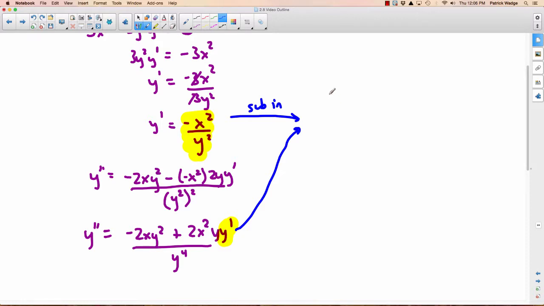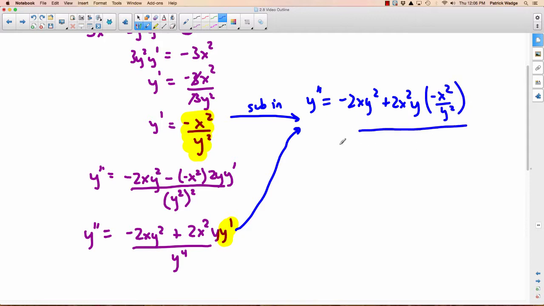So now what I'll have is y double prime equals, and I'm just going to rewrite all this except for that highlighted bit. So I'll have negative 2x y squared plus 2x squared y, but now I'm not putting y prime, I'm putting negative x squared over y squared, and that's all divided by y to the fourth. And we've got to simplify that. So let's start by keeping this first term the same, negative 2xy squared. Okay, this is multiplying here, so you can cancel this y with one of those y's.